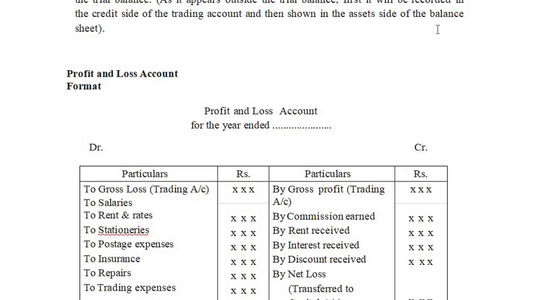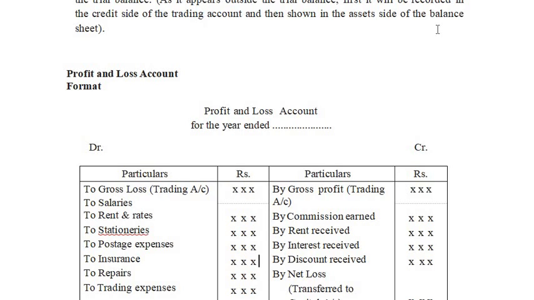So whatever result you have earned in the trading account, that you have to transfer to your profit and loss account. Here the profit and loss account is also similar to a trading account. We have a debit and credit. On the debit side we are going to write all expenses and losses, and on the credit side you are going to write all income and gain. Debit side is nothing but the left hand side, and credit side is nothing but the right hand side of your notebook.